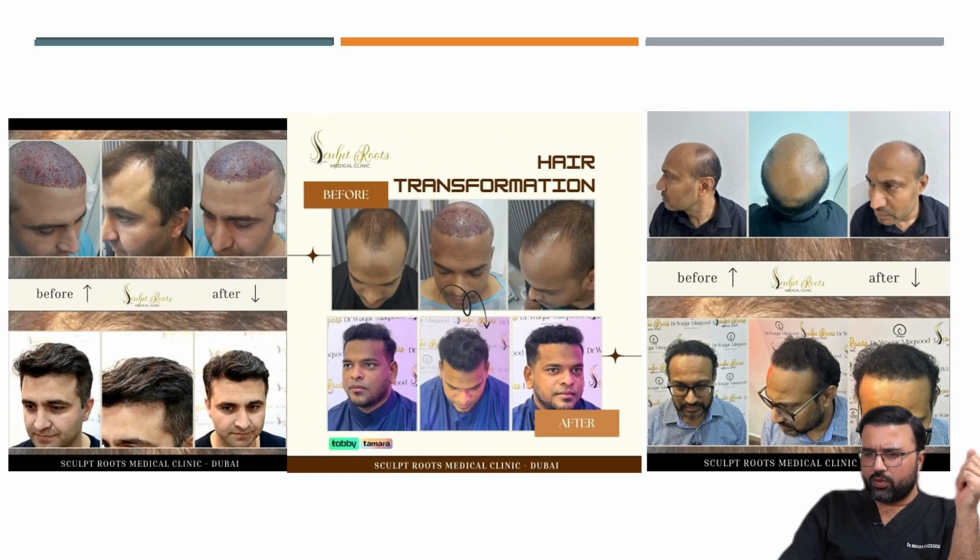These are some of my own results, and if you see in this picture, you will see that there is very good density. All these patients have recorded their reviews, and the number of grafts was mostly more than 30 grafts per centimeter square, but not more than 40 or 45 grafts per centimeter square.